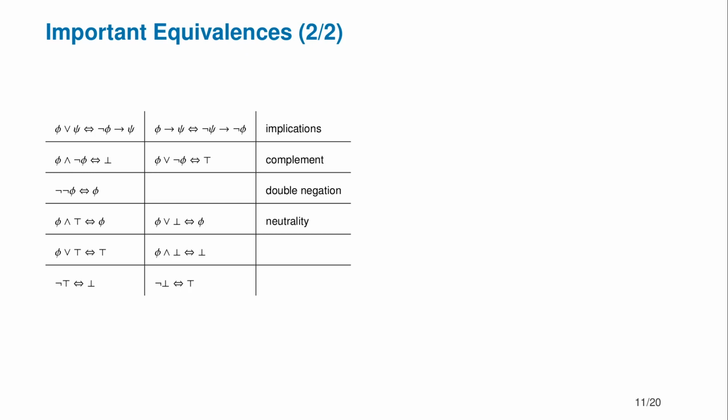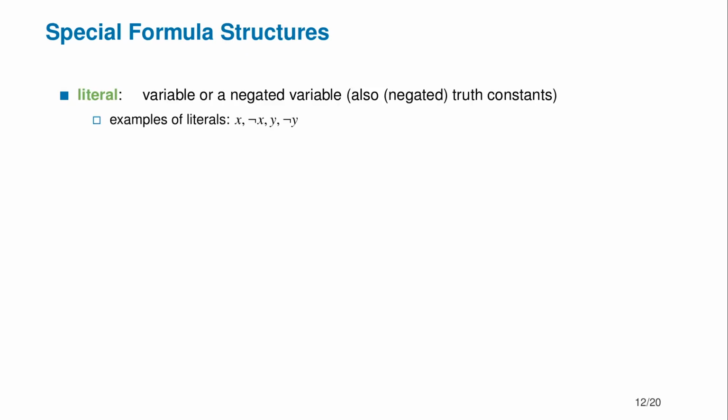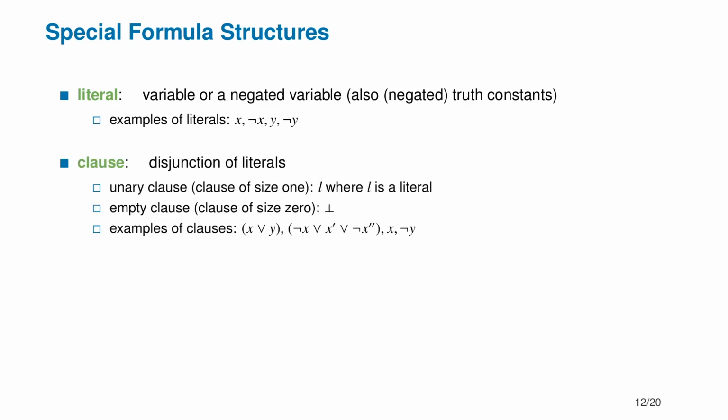And there's not much to say about it. Then I would like to recall a certain terminology. A literal is a variable or a negated variable. It could also be a negated truth constant. Here we have some examples: x, not x, y, not y, bottom, not bottom, top, not top are also literals. Then a clause is a disjunction of literals. So we have literals, as defined before, and we combine them by logical OR.